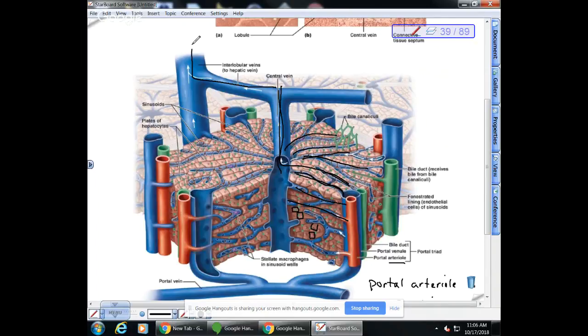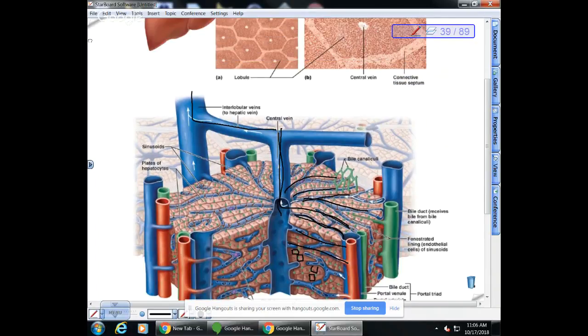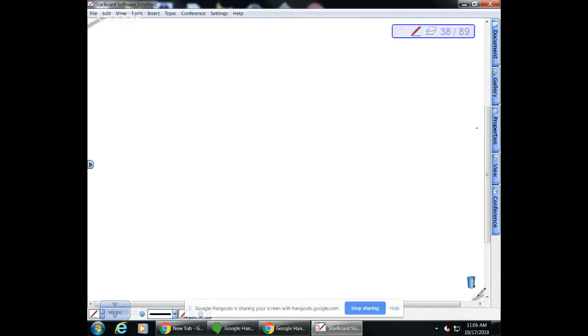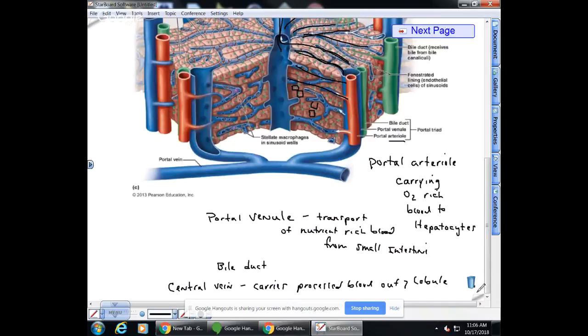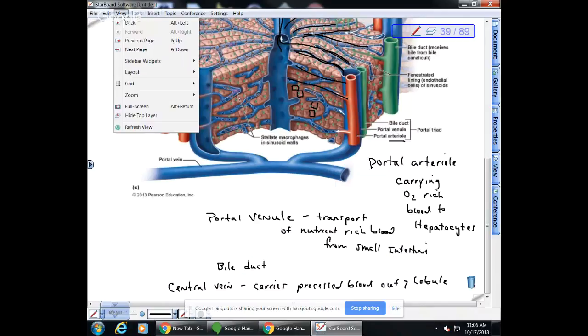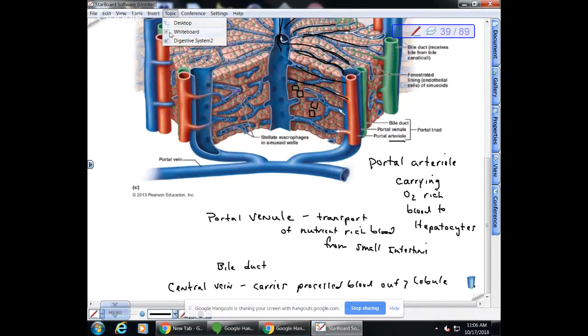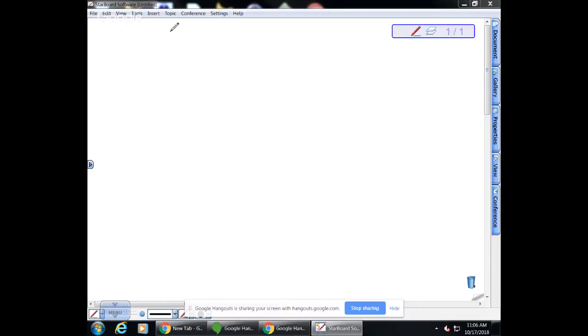So if we look at the function of the liver, I'll just go to a new view, topic. Function, this will be the last thing we'll talk about.